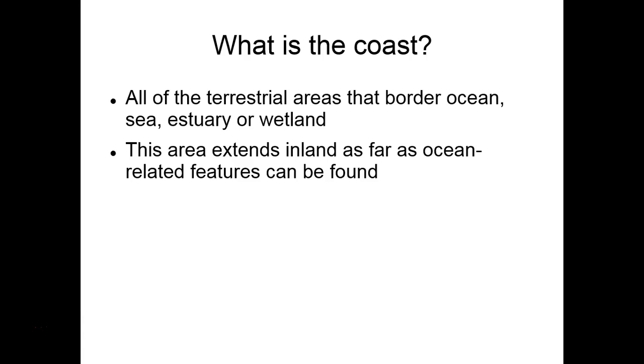The coast consists of all of the terrestrial areas that border the ocean or a sea or an estuary or a wetland. So it's basically all of the area that is affected by the ocean. And you can find ocean-related features there as well.